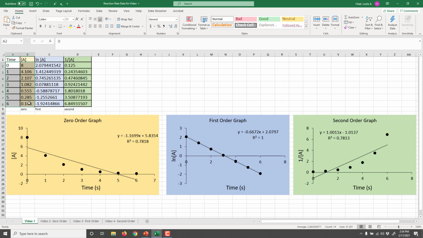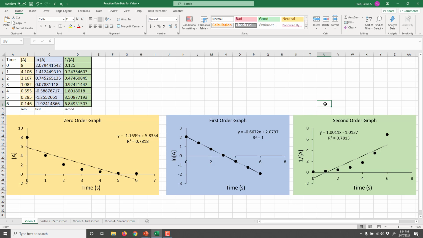So I can graph these, and I've color-coded them to simplify things a little bit for us. This first column is the yellowish orange, and that's a zero order graph. Blue is first order, so it's time versus the natural log of A. And then my second order graph is this green one, and that is 1 over A, and then time on the x-axis.